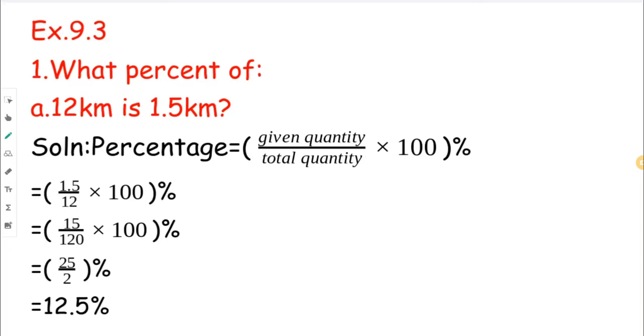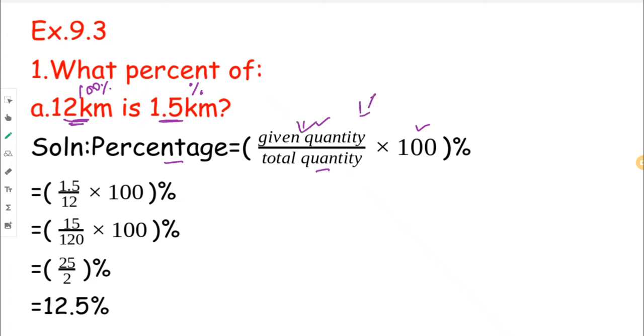Starting 9.3. So the first question, what they're asking us, what percent of 12 kilometer is 1.5 kilometer? So now you have to understand that this 12 kilometer is the 100%. All right, so they're asking us from this 12 kilometer, how much percent is 1.5 kilometer equal to? Clear? So how do you do this? There's a formula. So percentage equals given quantity divided by total quantity into 100. Okay, so this is a formula that you have to remember.